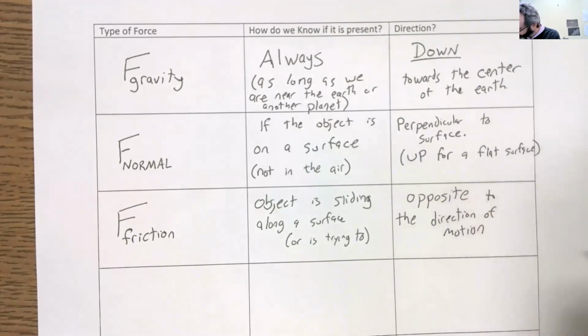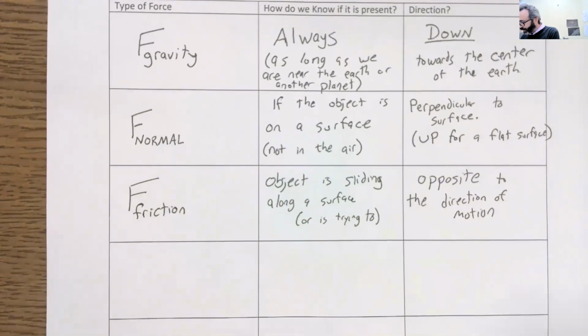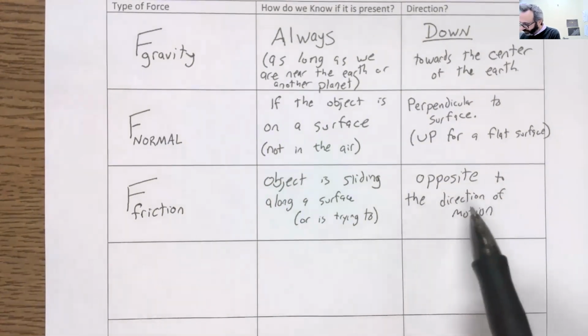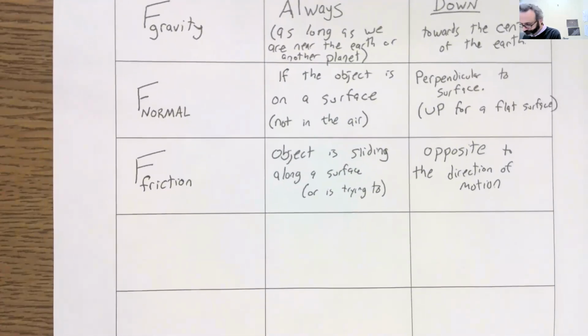Right. Friction always wants to resist the motion, so it always pushes in the opposite direction to the direction of motion. So if I'm sliding to the right along the floor or something, then the force of friction would be to the left, and it's going to tend to slow me down and bring me to a stop. Or if the object's not moving but it's trying to, then it's opposite to the direction that the object's trying to move. All right, so far?